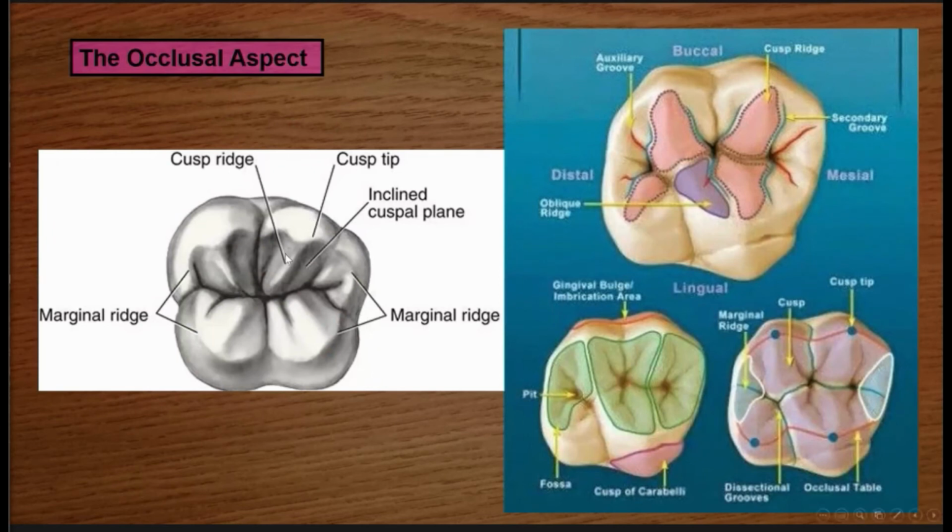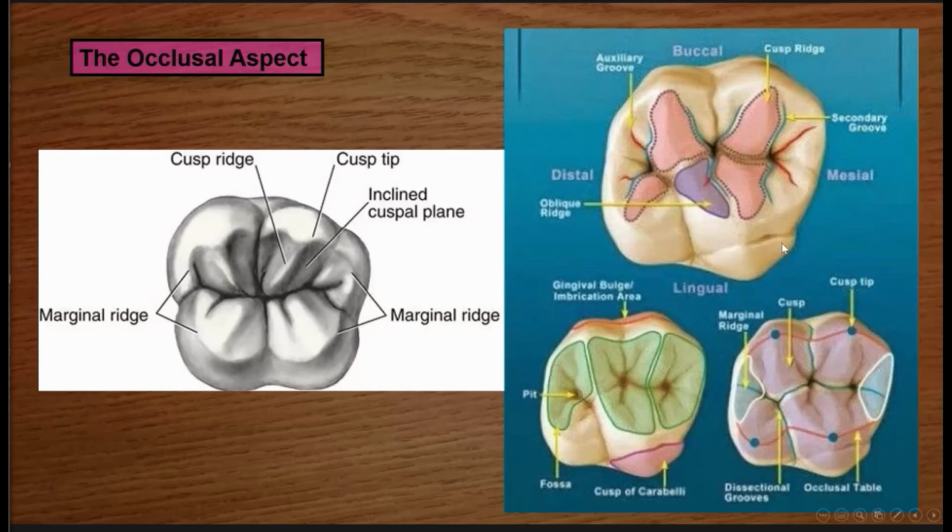Occlusal aspect, you see here, this is another picture, very nice. This is the mesiolingual cusp, the biggest one. This is the distolingual. Mesiolingual, then mesiobuccal, then distobuccal, then distolingual. This is the lingual side. Okay, anyway.